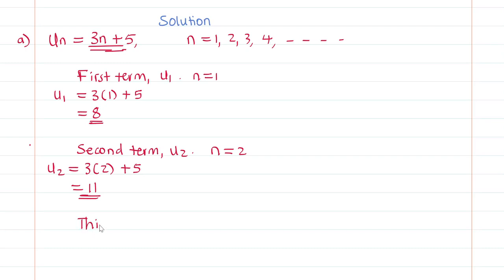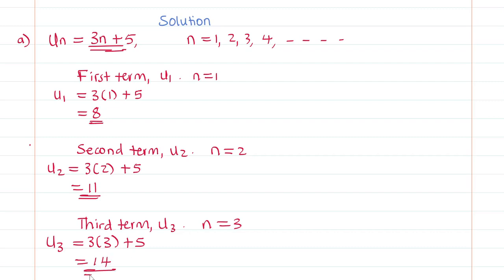Going to the third term, which we denote as u3, our n in the third term should be 3. Therefore, our third term u3 becomes, follow the formula, we have 3 times our n. Our n is 3, plus 5. Yes, 3 times 3, that is 9. 9 plus 5 is 14. Press the calculator. So our third term is 14.